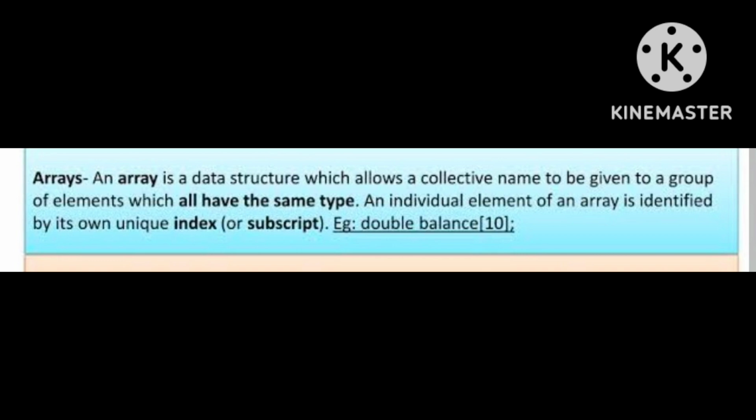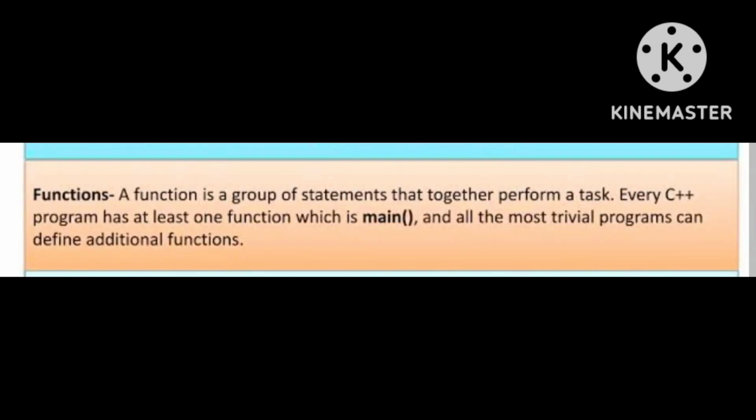Array data type. An array is a data structure which allows a collective name to be given to a group of elements which all have the same type. An individual element of an array is defined by its own unique index or subscript. Functions. A function is a group of statements that together perform a task. Every C++ program has at least one function, which is the main function, and even the most trivial programs can define additional functions.